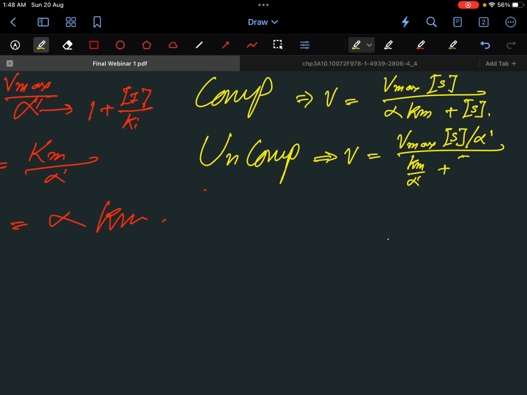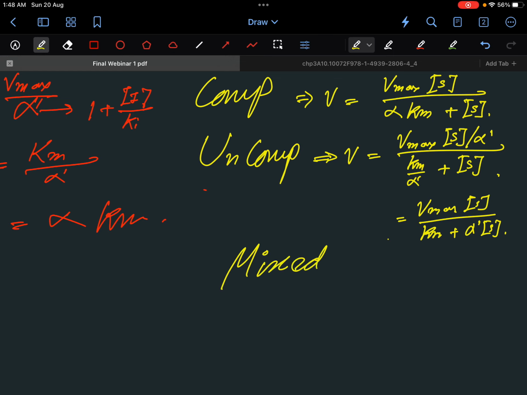And here is the substrate concentration. We can simplify it also. The upper alpha dash will come down, and this alpha dash will go up. So Vmax into S by Km plus alpha dash into S. Yup, this is the final equation of uncompetitive. And again, for non-competitive, or I will rather say mixed in this case, I will show why uncompetitive is a special case of mixed.